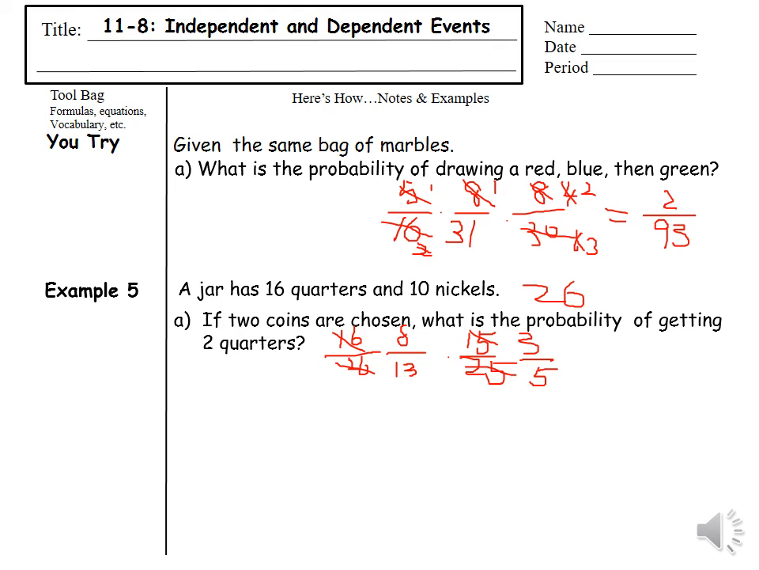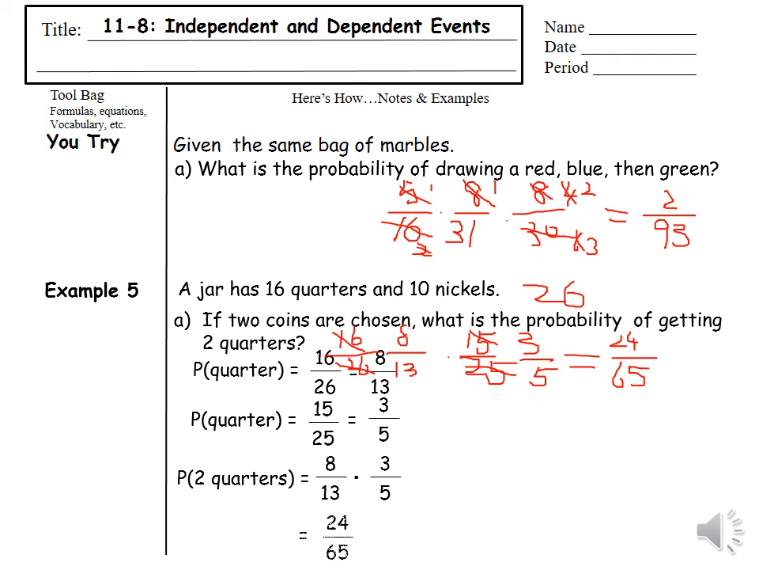Can you simplify? Nope. So you get the answer: 3 times 8 equals 24, and 5 times 13 equals 65. So 24 out of 65 is the probability if you choose 2 times and both are quarters. Okay, so it's 24 out of 65.